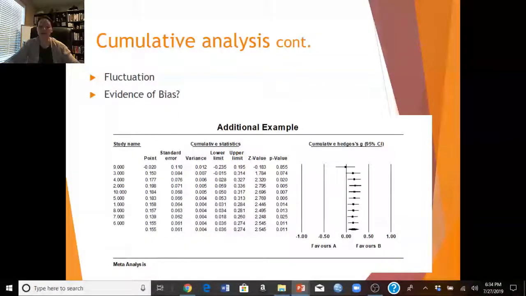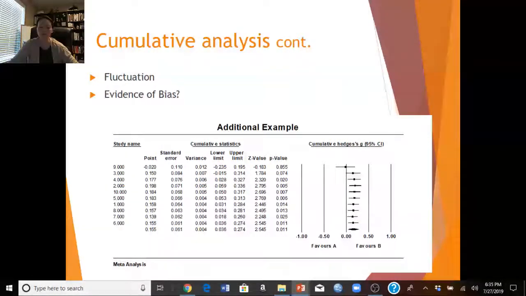And then as we added in studies, it actually became a bit more statistically significant, and then it fluctuated back down to less statistically significant, and then we ended up here at the end. So we started with a summary effect size of negative 0.02, and once we added in a second study, we had a 0.15, and then at the end, we were back down to a 0.15, so fairly similar. So the initial and the end studies don't really seem that disparate from one another.